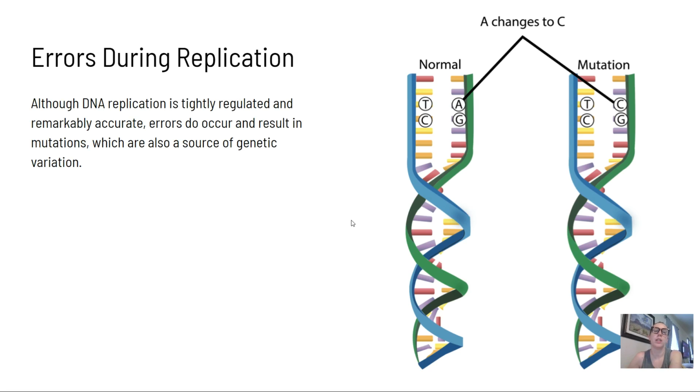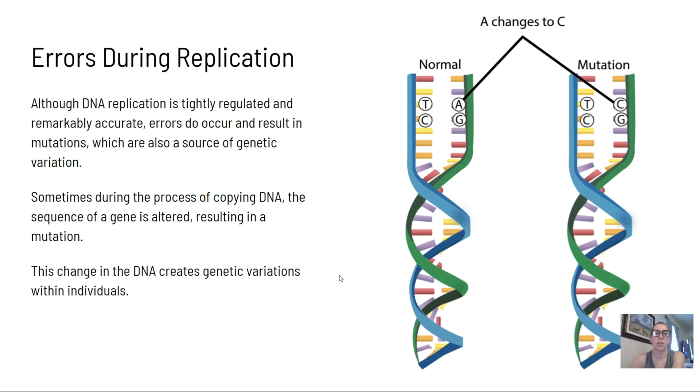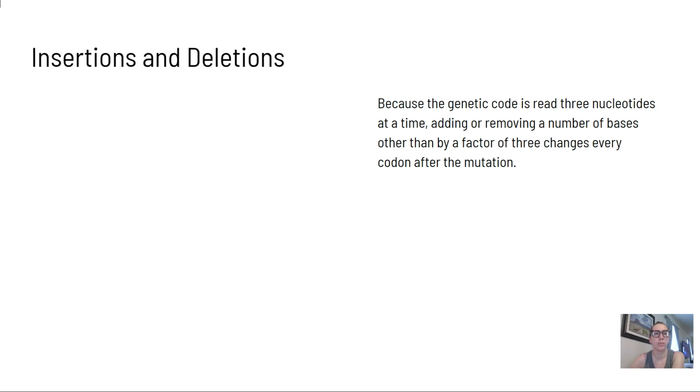Okay, so although DNA replication is tightly regulated and remarkably accurate, errors do occur and result in mutations, which are also a source of genetic variation. Sometimes during the process of copying DNA, the sequence of a gene is altered. That results in a mutation. This change in the DNA creates genetic variations within individuals.